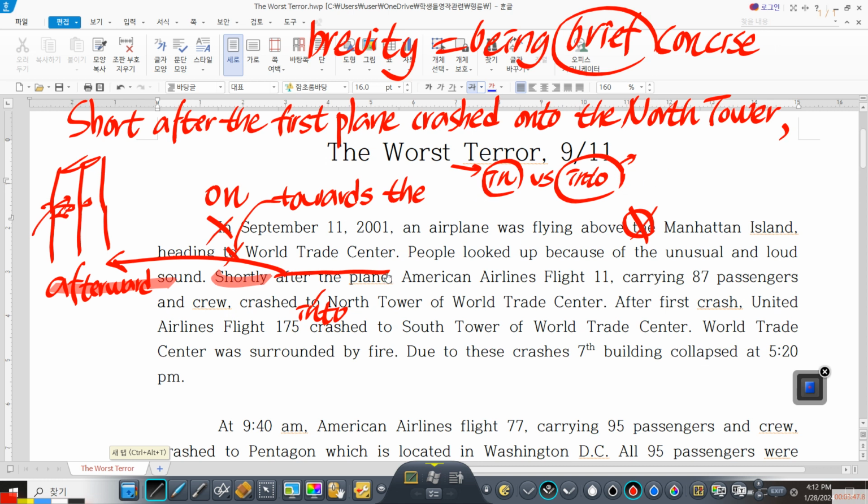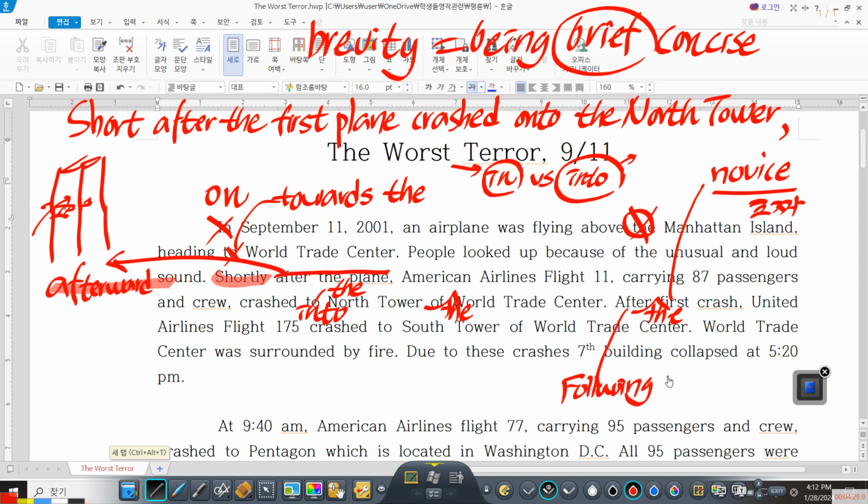Okay, so into the North Tower, into. Is it the North Tower or North Tower? The North Tower of the World Trade Center. This is the World Trade Center. And after first crash, hey, come on. This is a naive or novice mistake. What is a novice? Novice. 초짜. Right? This is a 초짜 mistake. The first crash. After the first crash. Okay? Or following the first crash. Understand?